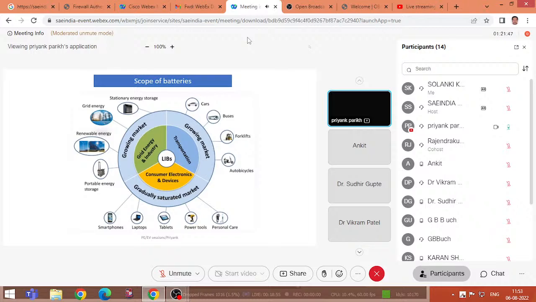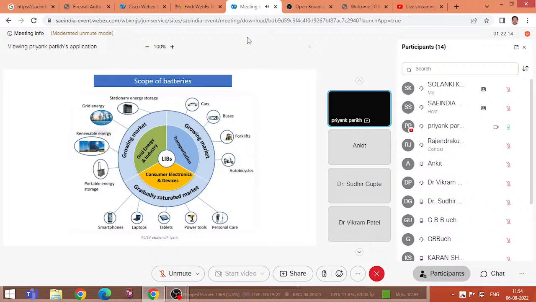The first is consumer electronics, which you are all aware of: your mobile, tablets, and everything. Second is the growing market of transportation, which ranges from auto bicycles to cars. And then you have a whole growing market of grid energy. This is basically a new market, with all your cell tower applications and everything. The consumer electronics market is getting saturated, whereas the evolving markets are transportation and grid energy.